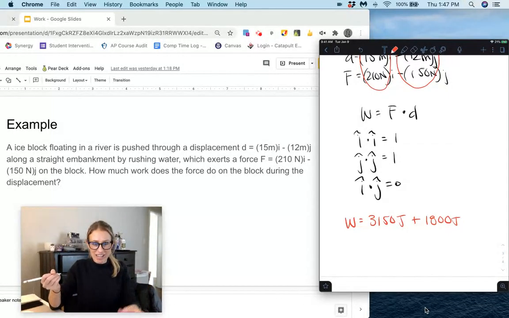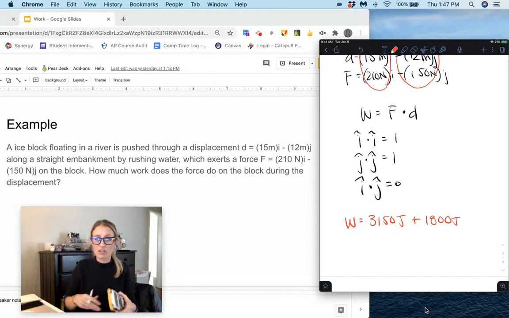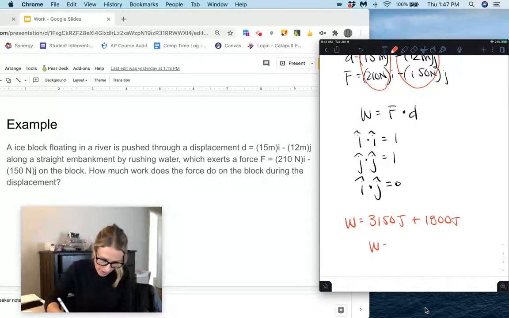That's it. Okay, because it's a scalar, it's not a vector. You're not using Pythagorean theorem or anything like that, or unit vector notation, because again, work is not a vector, okay? So all I'm going to do is add them together, and we end up getting a work of 4,950 joules.